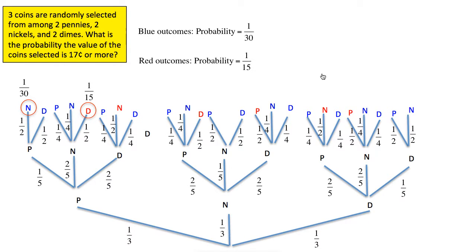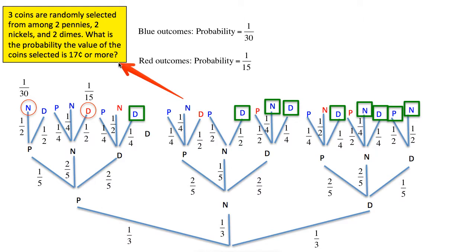So let's record the fact that the blue-colored outcomes are the ones where the probability is 1/30, and the red-colored outcomes are the ones where the probability is 1/15. Remember what the original question was. What is the probability the value of the coin selected is 17 cents or more?